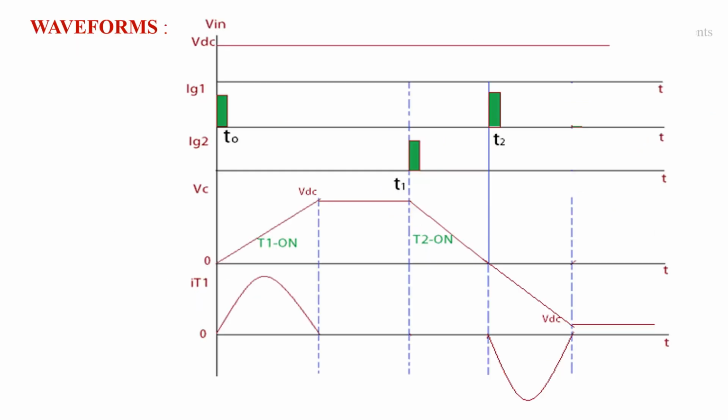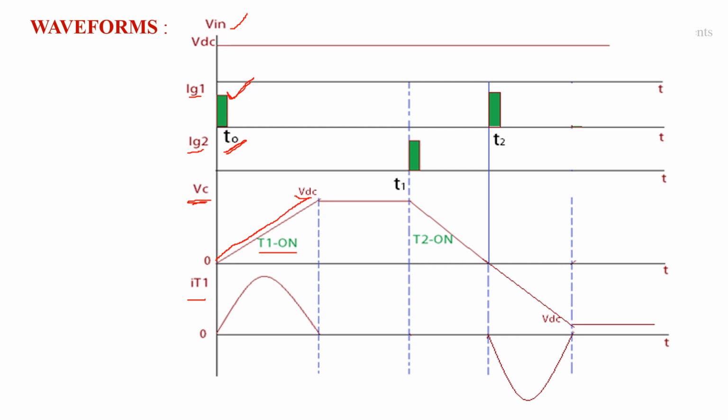These are the waveforms depending upon the above analysis. Here Vn is the constant DC voltage source, Ig1 and Ig2 are the gating pulses which we are going to apply to the thyristors T1 and T2, Vc is the voltage across the capacitor and It1 is the current flowing through thyristor T1. Initially at time t equal to T0, we are going to apply the gating pulse to thyristor T1. Due to this, thyristor T1 comes from forward blocking mode to forward conducting mode and the capacitor starts charging, means the voltage across the capacitor increases up to the voltage VDC.